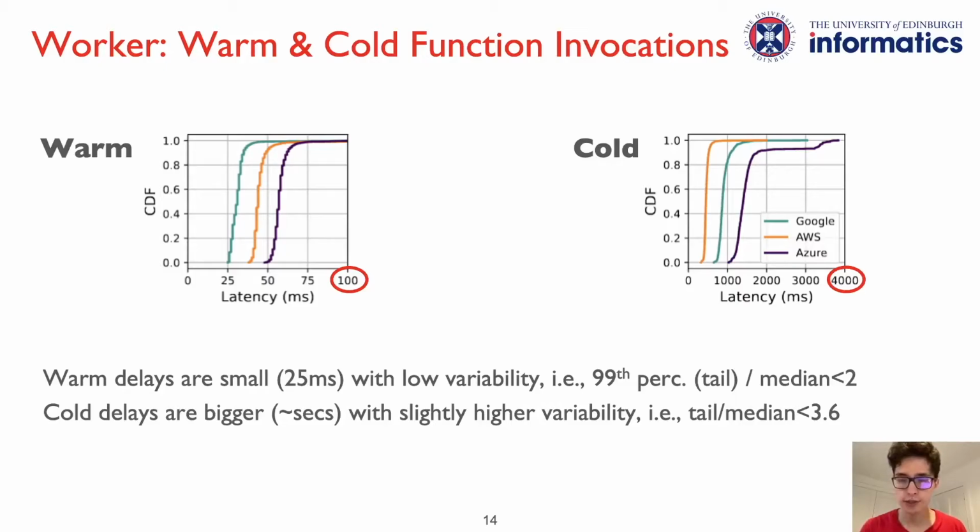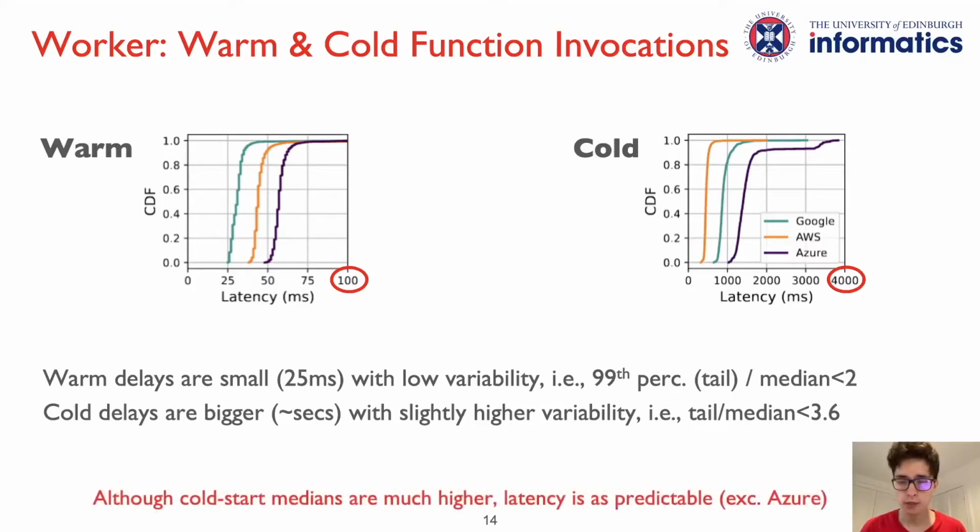These charts show latency CDFs on the y-axis and the latency in milliseconds on the x-axis, with warm invocations on the left, cold on the right. Note that x-axis limits on the two charts are different because cold invocations are much slower than warm. One can see that warm invocations are much faster than their cold counterparts. However, in both cases, latency variability, the tail-to-median ratio, is quite moderate.